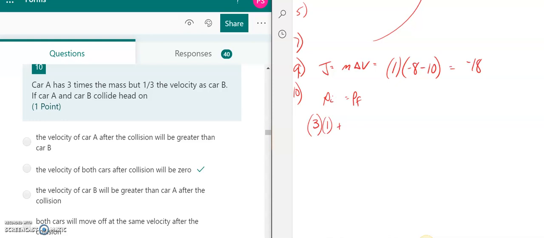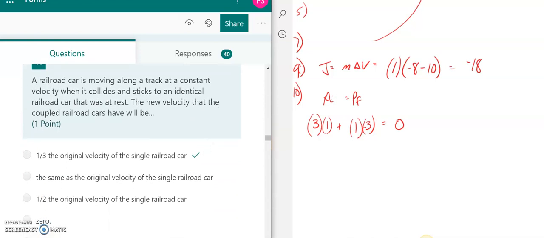And the other car has a mass of 1, because car A was 3 times its mass, but it has now 3 times the velocity, so you go 3. But they're in the opposite directions, so we'll go with -3 for the velocity. Well, what do you get when you add 3 plus -3? You get 0 for a total momentum. So that means after the collision they have to have a total momentum of 0 too, which means they're not moving.